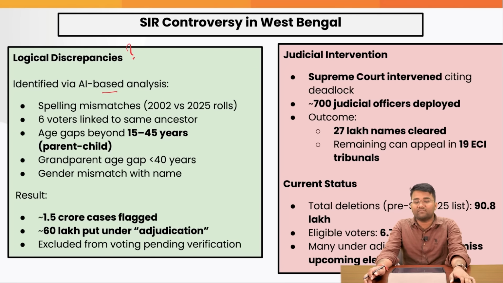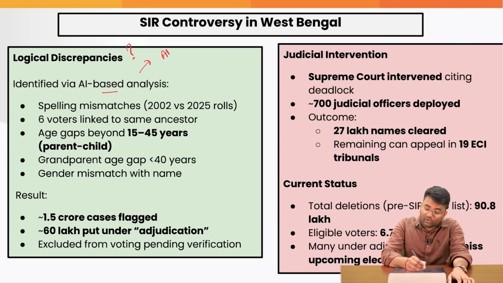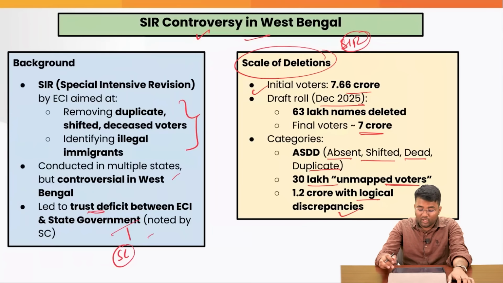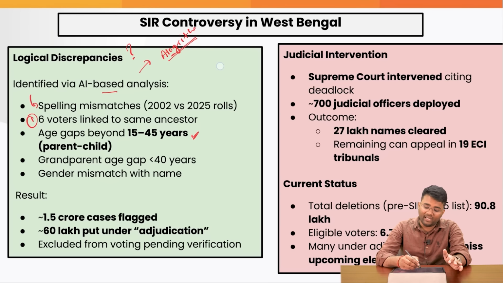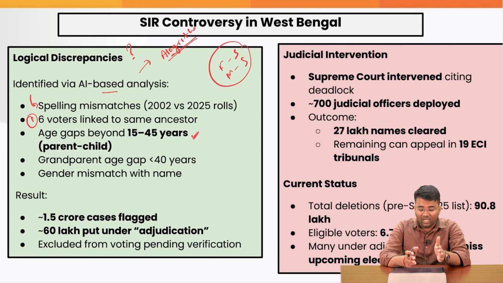These discrepancies were identified via an AI-based algorithm or AI-based analysis. If there are spelling mismatches, it will flag a discrepancy. Or if there are voters linked to the same ancestor, for example if 6 voters are linked to the same ancestor, that is another discrepancy highlighted by the AI. Age gaps between a parent and child, that is father and son or mother and son, in some cases are less than 15 years or greater than 45 years. So that also creates the problem of how this can be a possibility.